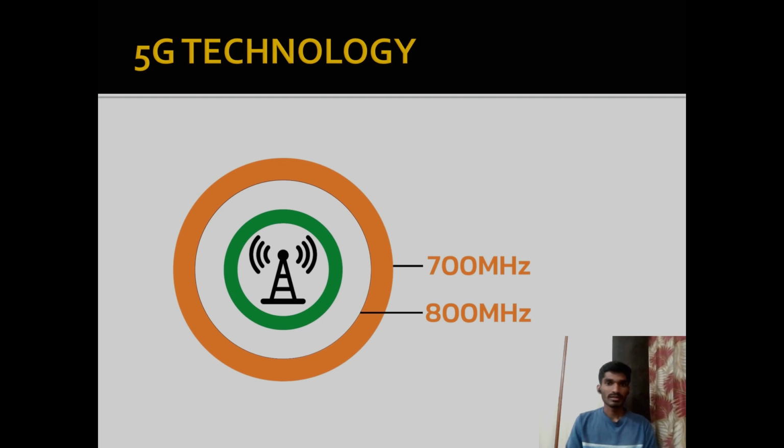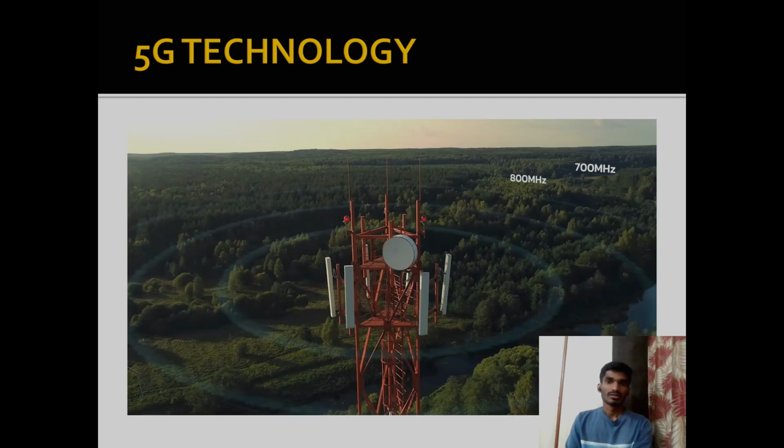So you can see on the screen that 700 megahertz and 800 megahertz give more coverage but less speed. That is, the speed of internet will be less as compared to the higher bands. So here we can see that towers have been connected with these bands.